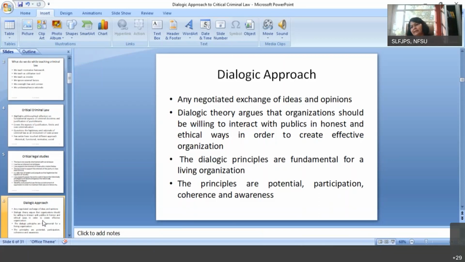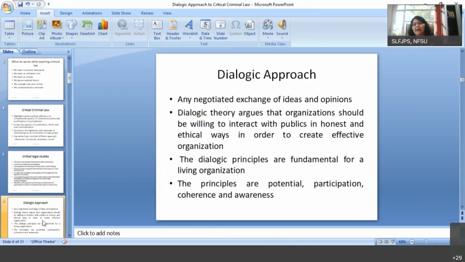And then only can we create an effective organization. So in these contexts, we need to ask ourselves whether the courts are speaking to the audience, whether the police are speaking to the audience, whether the parliamentarians are speaking to the audience. And, to some extent, we would say yes.